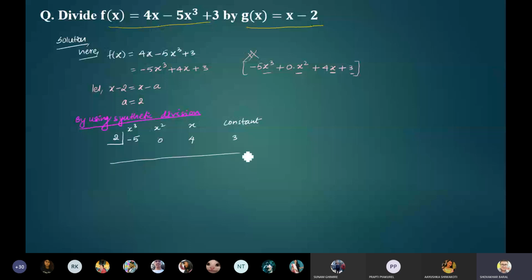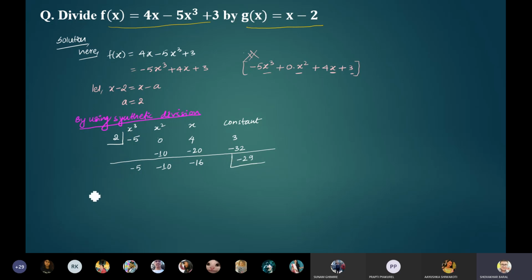So let me draw a line here. Minus 5, I need to drop it down. 2 times minus 5 is minus 10. Minus 10 plus 0 is minus 10. 2 times minus 10 is minus 20. 4 plus minus 20 is minus 16. 2 times minus 16 is minus 32. Then 3 plus minus 32 is minus 29. I think minus 29, correct me if it is wrong. Okay, minus 29 is the remainder.